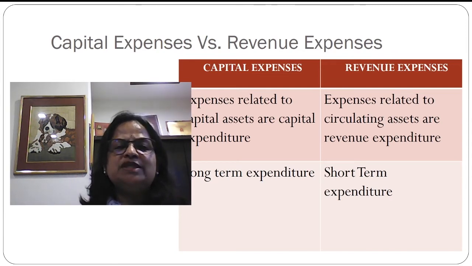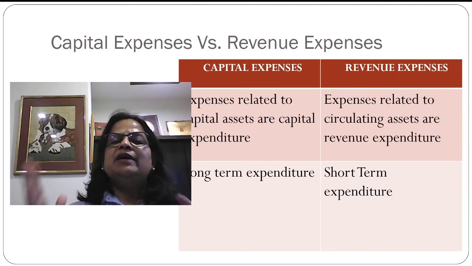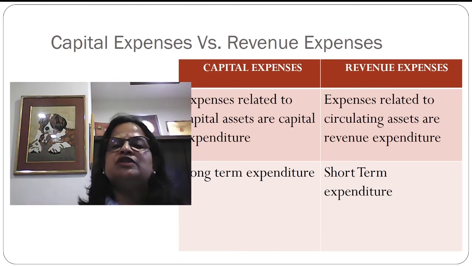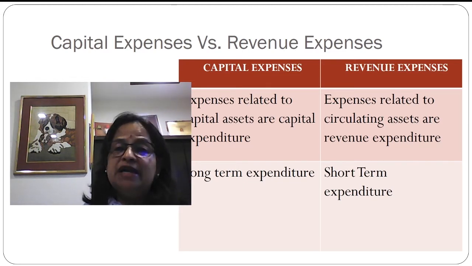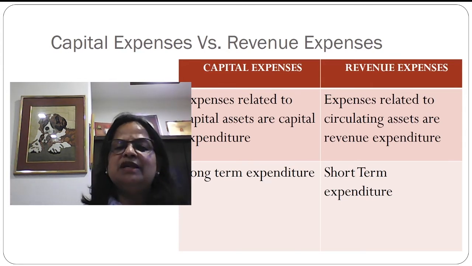So capital expenses, you have to remember, expenses related to capital assets are capital expenditure. Say for example, if a business unit is buying a plant and machinery. You have to remember that all of a sudden you cannot go and install it and it will start generating revenue. That concept is wrong. You may have to construct a platform. You may have to keep a separate building for that. You may have to keep an air conditioner for that. You may have to keep a generator for that. So many related expenses are there. So anything related to that fixed asset will come under the capital expenditure.